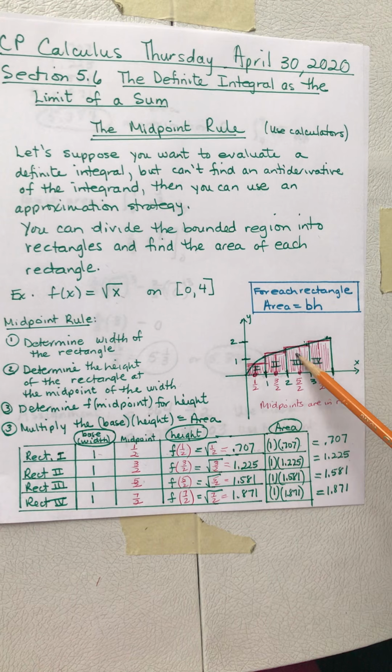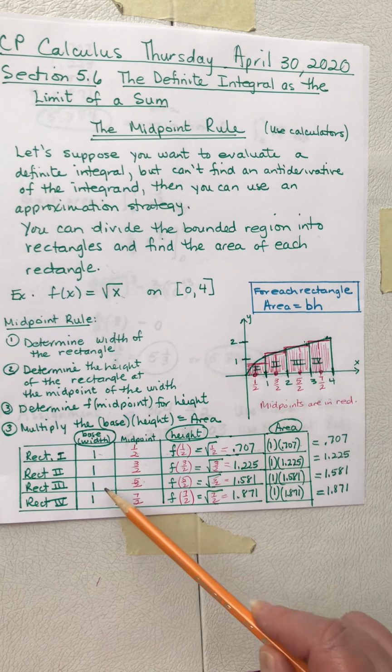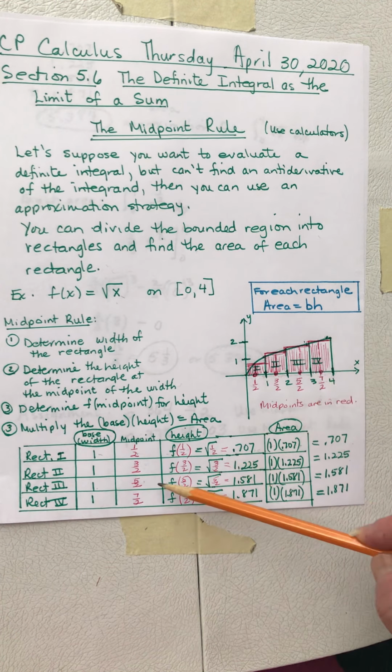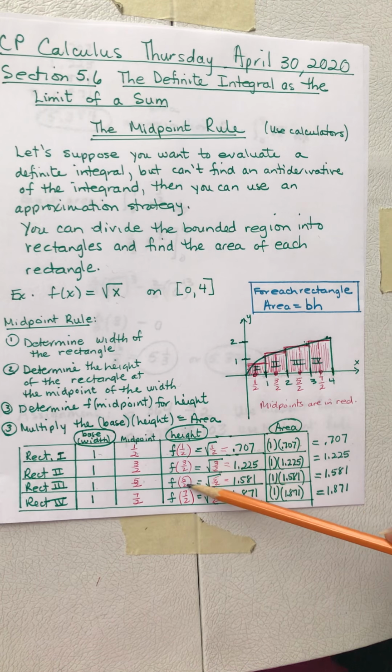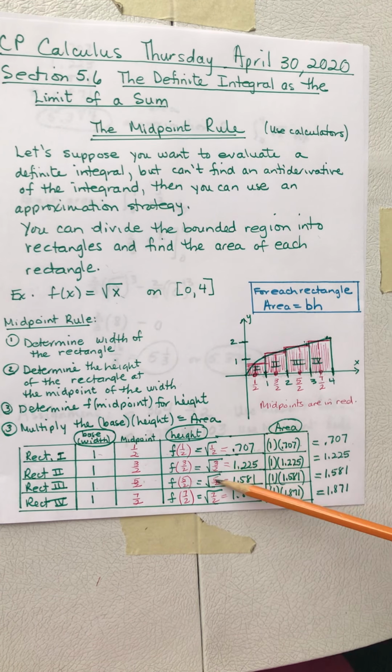We do the same for rectangle 3. The base is 1. The height is f of 5/2. Plug 5/2 into the square root function. The square root of 5/2 is 1.581, or 1 and 581 thousandths. And then multiply 1 times 1.581. We get 1.581. And again, these won't all be 1s all the time. But we get our area by multiplying the base, whatever it is, times the height.